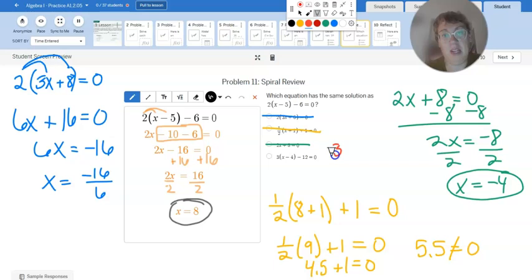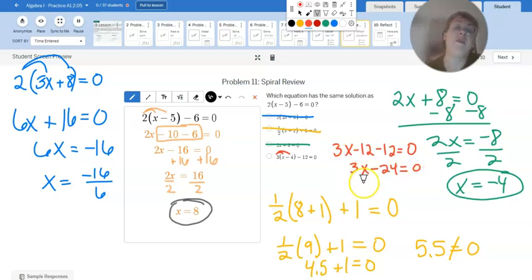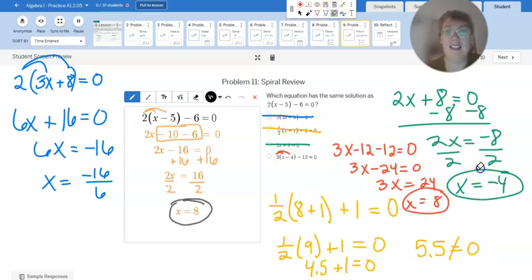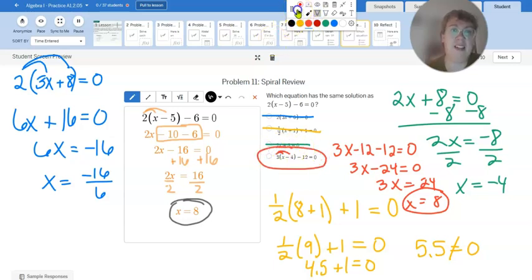So our final, last one, of course, I don't have a lot of room here. 3, if we distribute this 3, we get 3x minus 12 equals 0. Negative 12 minus 12 is a minus 24. Add 24 to both sides to get 3x equals 24. Divide both sides by 3 to get x equals 8. We did it. We found it. This is our answer. Of course, it's the last one.